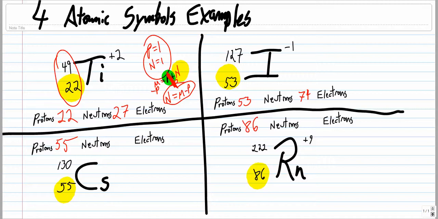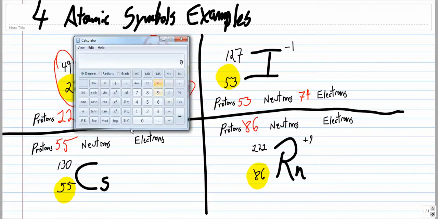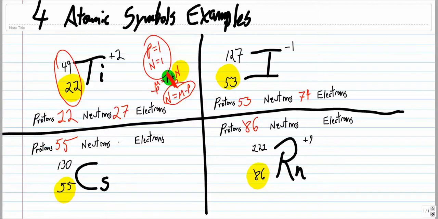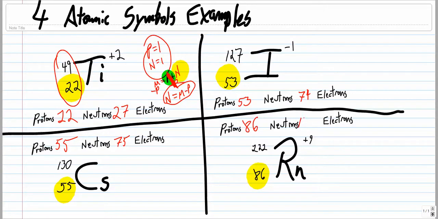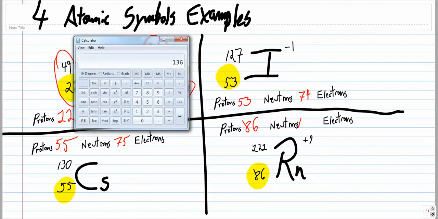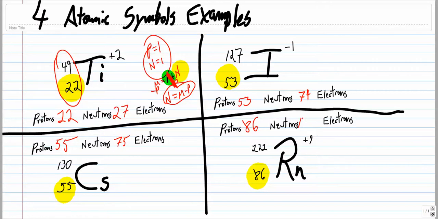130 minus 55. Well, might as well use the calculator again here. So 130, that's the mass, minus the protons, and we get 75. I feel like I should have been able to figure that out, but oh well. And then this big old radon atom right here has a mass of 222. That's a heavy fella. So we're going to have 222 minus 86, and we get 136. Let's check it out again. 136 neutrons. So neutrons, also not too big of a deal.